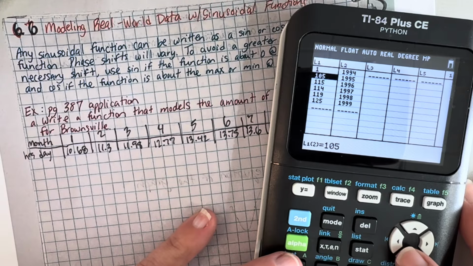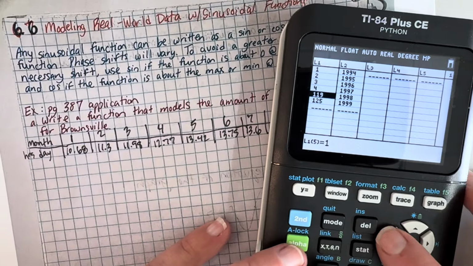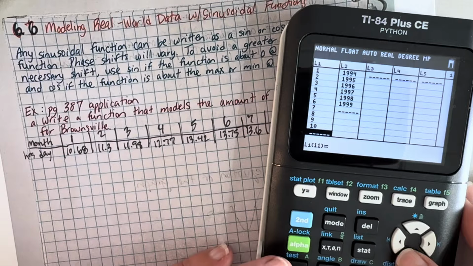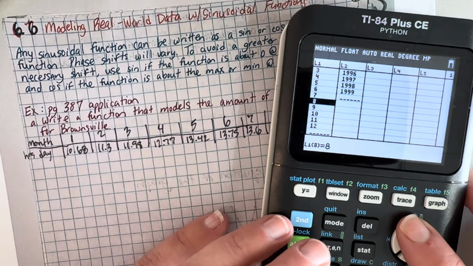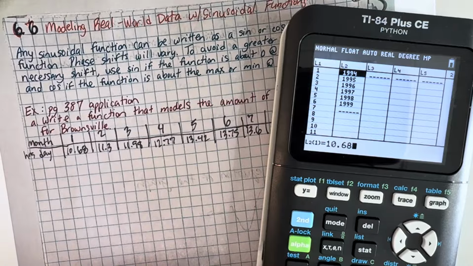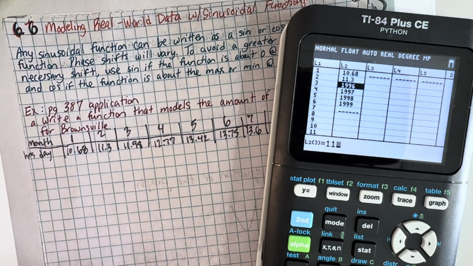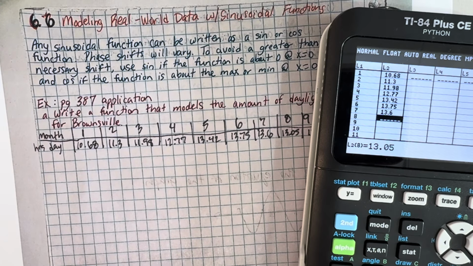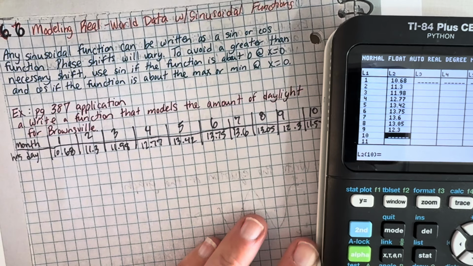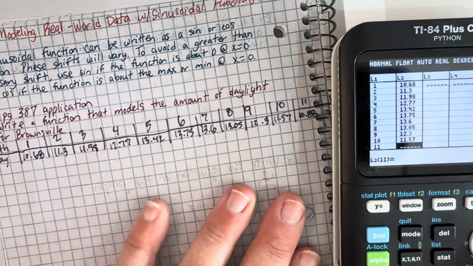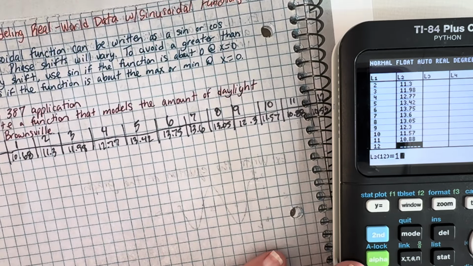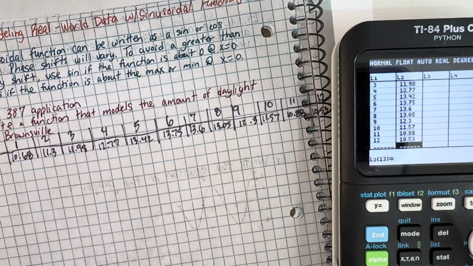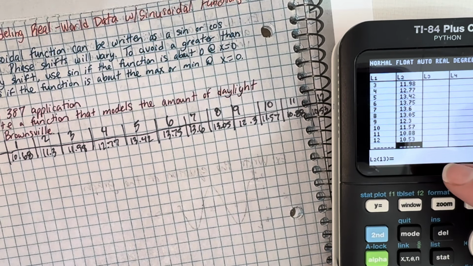So list 1, I'm going to have 1, 2, 3, 4, 5, 6, 7, 8, 9, 10, 11, 12. And then over here on the right side, I'm going to put in all those values. So 10.68, 11.3, 11.98, 12.77, 13.75, 13.6, 13.05, 12.3, 11.57, 10.88, 10.53.